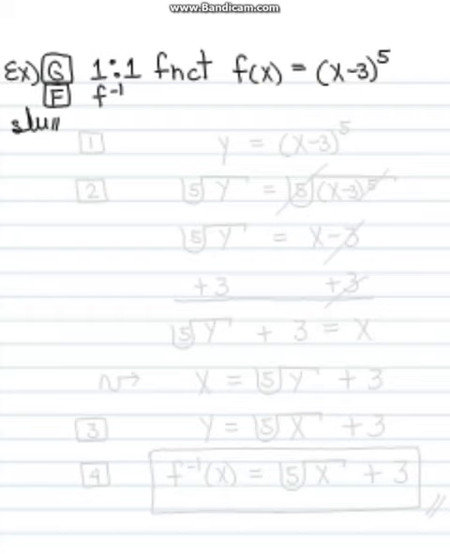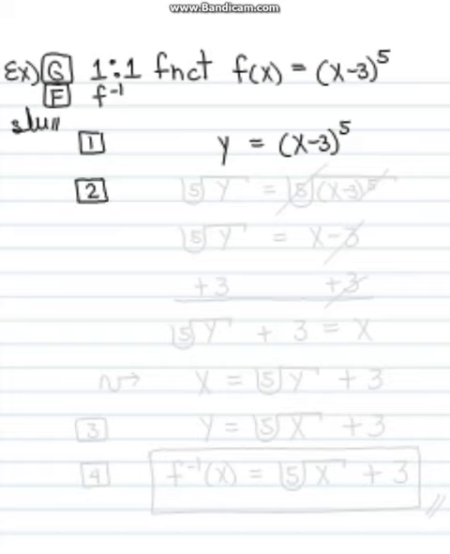Given the one-to-one function f of x equals (x minus 3) raised to the 5th power, find f inverse. We'll go through our 5-step method. Step 1, we'll replace f of x with y. So y is equal to (x minus 3) to the 5th.